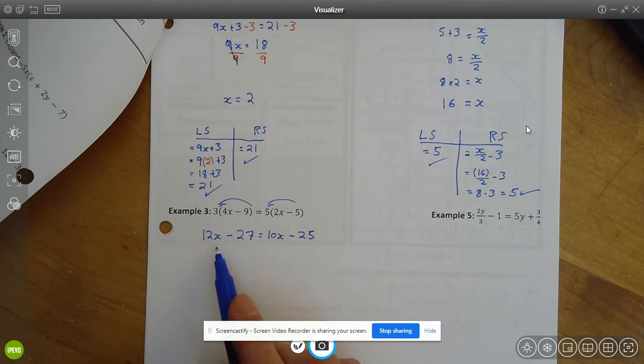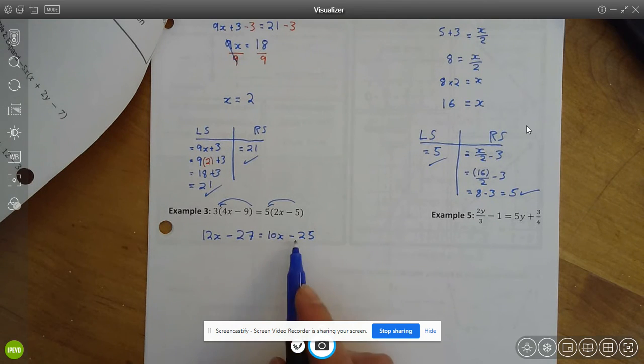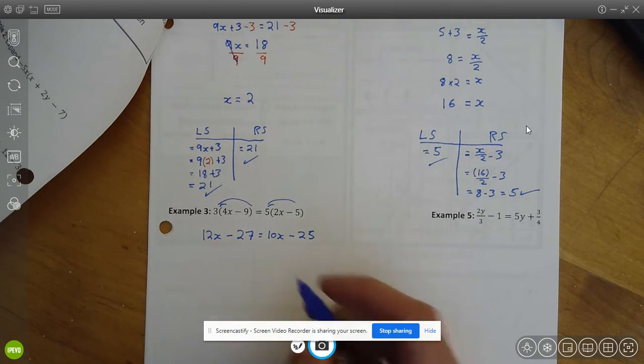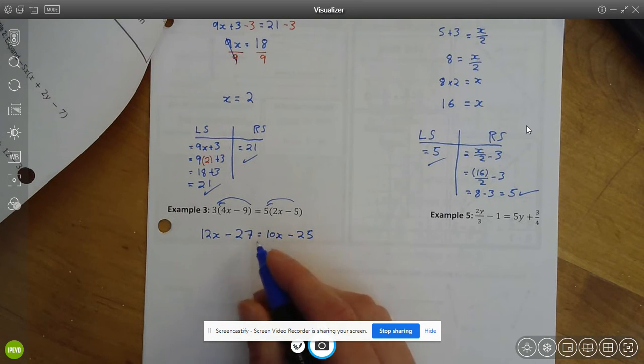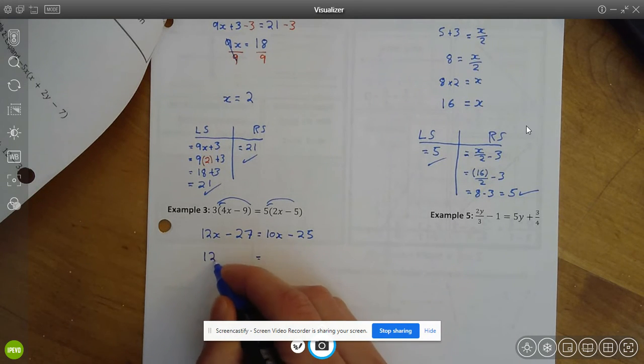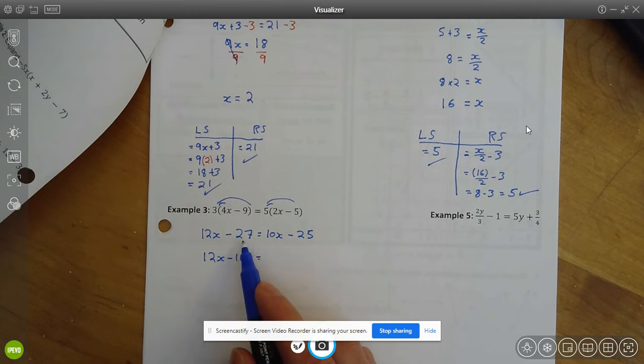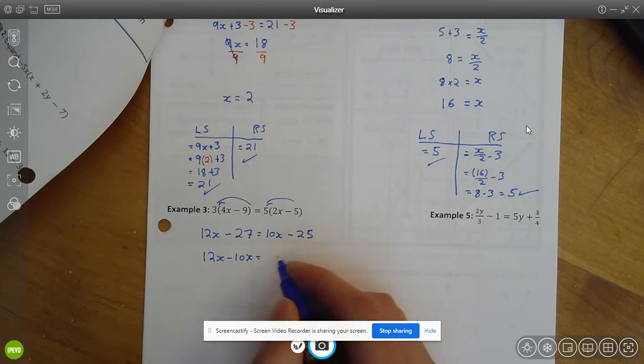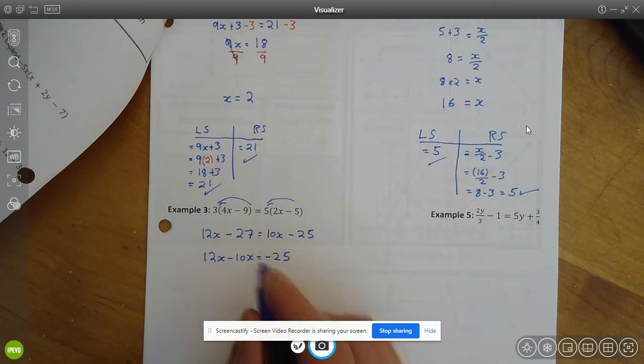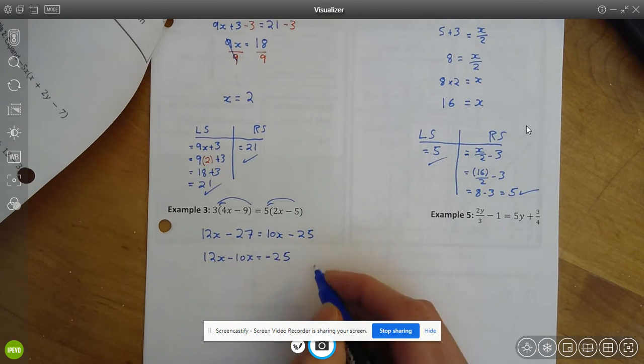So the difference in example 3, other than the brackets, is that I've got x's or variables in multiple places. So I want to move all my x's onto one side and then move all my numbers, which we also call constants, onto the other side. So what I'm going to do is move this 10x to the left side. So positive 10x now becomes a negative 10x. And I'm going to move the negative 27 onto the right side. So I've still got negative 25. And when I move the negative 27 over, it becomes a positive 27.